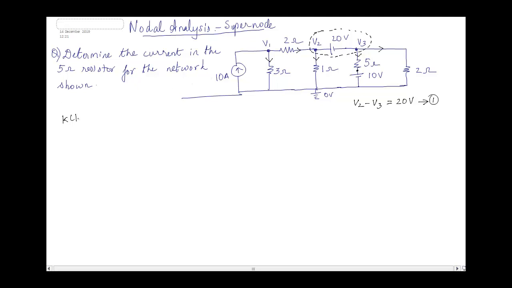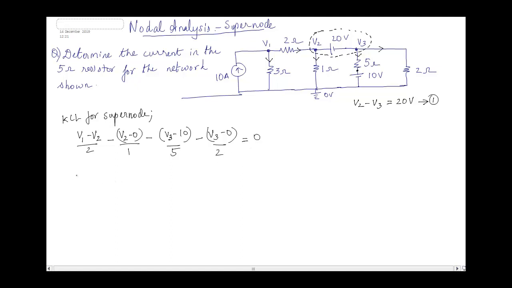So KCL for super node, so same we will follow. This one is incoming current, so (V1 minus V2) divided by 2, since it is incoming it is positive. This one is outgoing, so minus of (V2 minus 0) divided by 1. Similarly here also the current is moving out, so it is minus of, now take care here, (V3 minus 10) divided by 5. Then we are having again outgoing, so minus of (V3 minus 0) because of ground, divided by 2, is equal to 0.